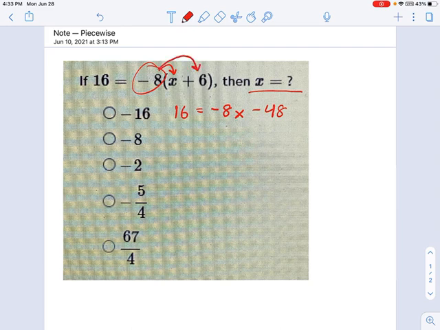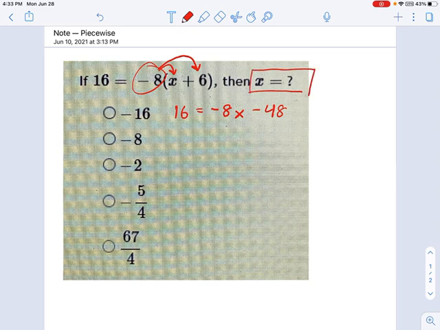You have to multiply whatever's on the outside of the parentheses times all the additive components on the inside. That's how multiplication distributes. So here we have 16 equals negative 8x minus 48, and we have to keep continuing to balance the equation. Remember our goal. Remember the goal the whole time. You want x by itself.